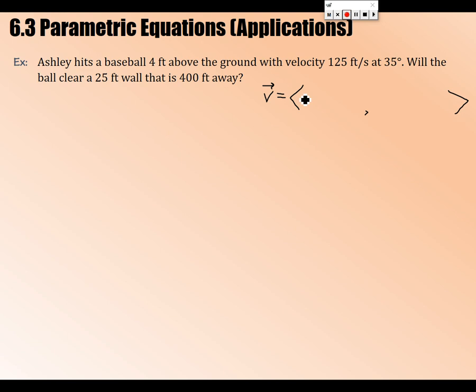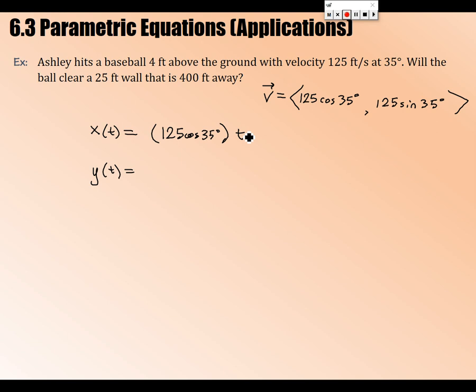In the x direction, it's 125 cosine 35. And in the y direction, it's 125 sine 35. So here we go. Let's write down our equations. x of t equals and y of t equals. And we'll just obey those equations that you have there in the box or whatever. So in the x direction, it's 125 cosine 35 times t. It's just linear, right? Plus 0 if you want. I mean, you can just put the y-axis where the ball being hit is.